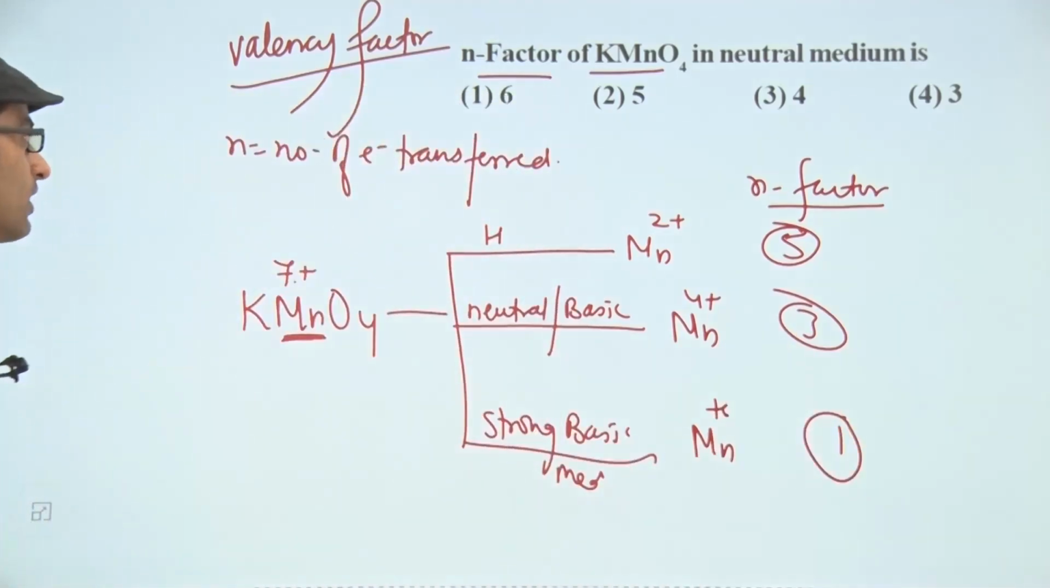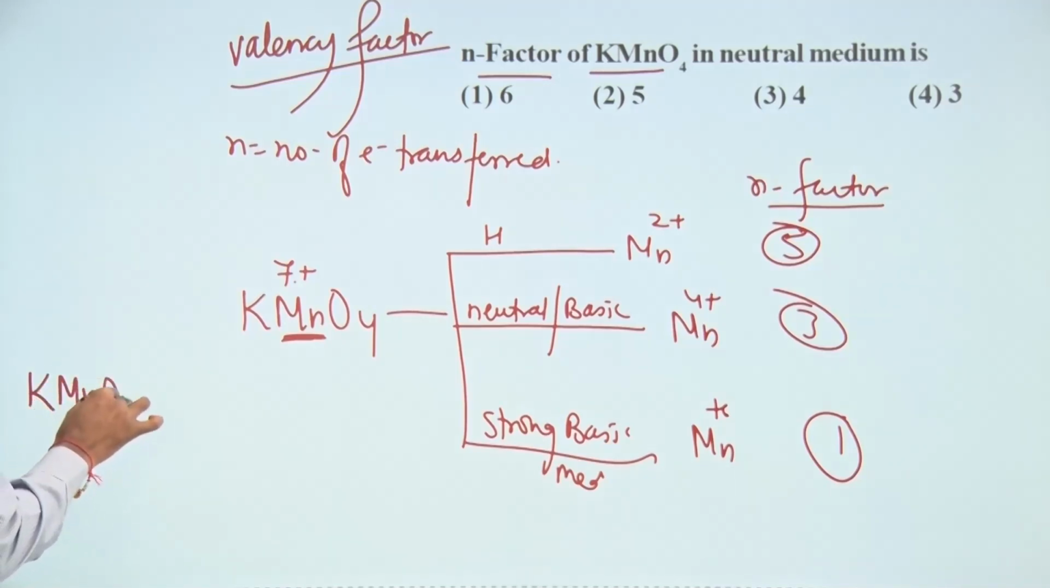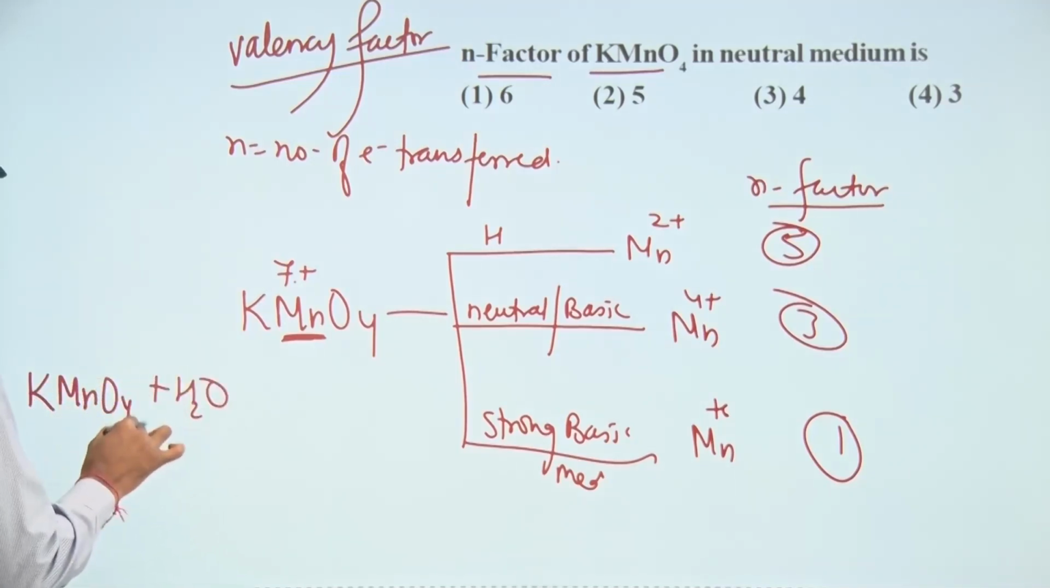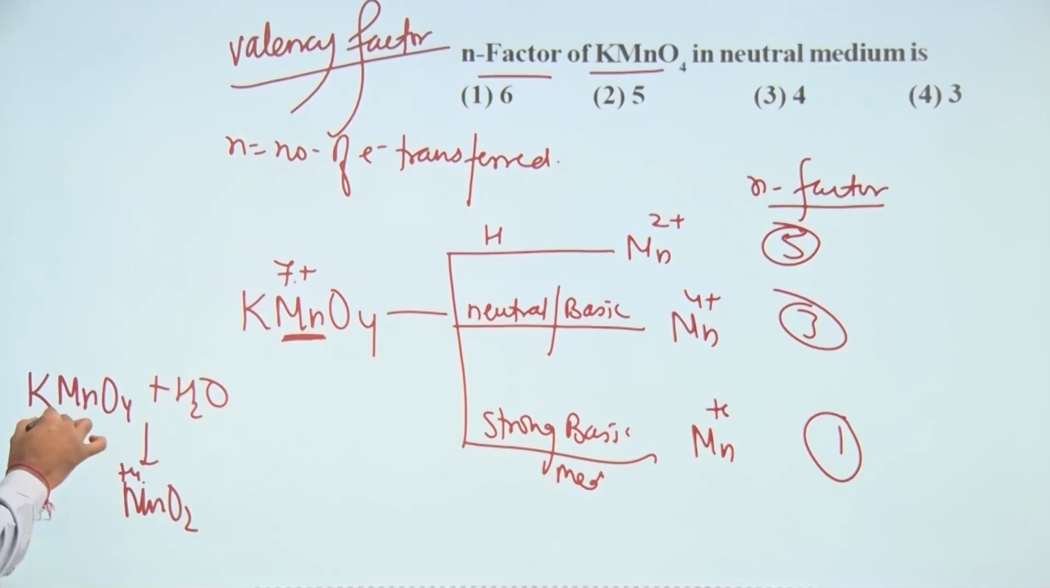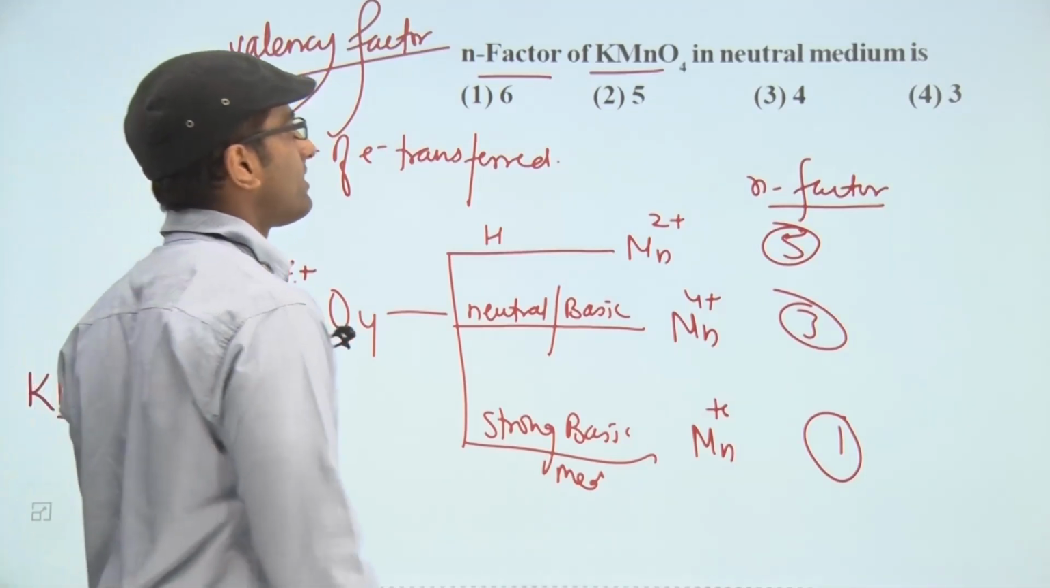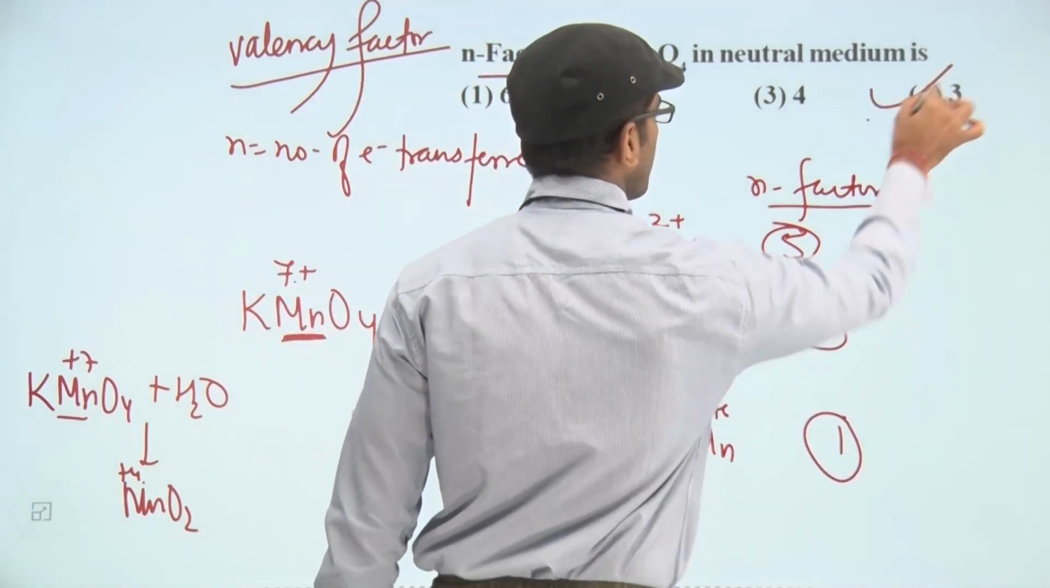Valency factor is 1. So in the neutral medium, this KMnO4 will convert into MnO2 having plus 4 charge, and plus 7 and plus 4 have a difference of 3. So the N factor is 3. Fourth option is correct here.